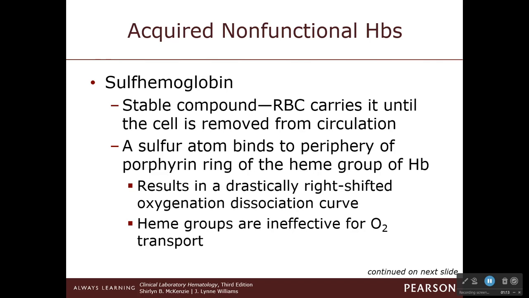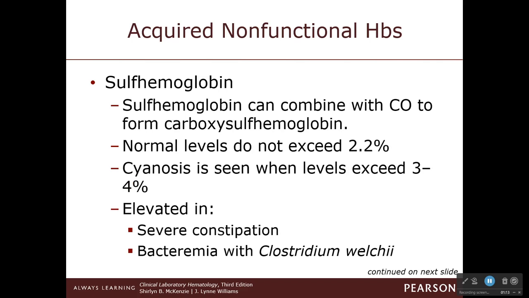The one, sulfhemoglobin, I don't really care that much about. Basically, sulfur takes the place of the oxygen, so it can be toxic also. It's usually acquired, always acquired. So people who live in big cities tend to have an increase in sulfhemoglobin because of the sulfur in the air, those kinds of things. So just know what it is and be familiar with it.